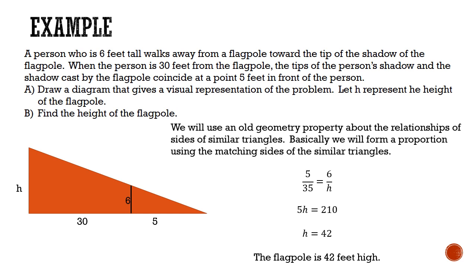We're going to use the fact that since we have similar triangles, the 5 over 35, which is the length of the bottom side of the small triangle over the length of the larger triangle, equals 6 over h, the height of the person over the height of the flagpole. Cross multiply and find that the height of the flagpole is 42 feet.